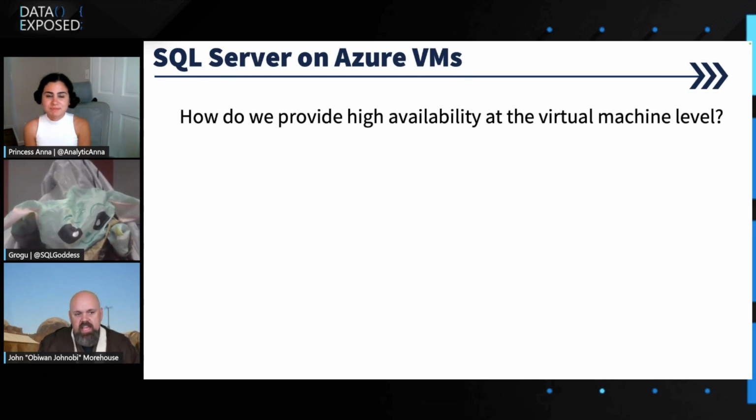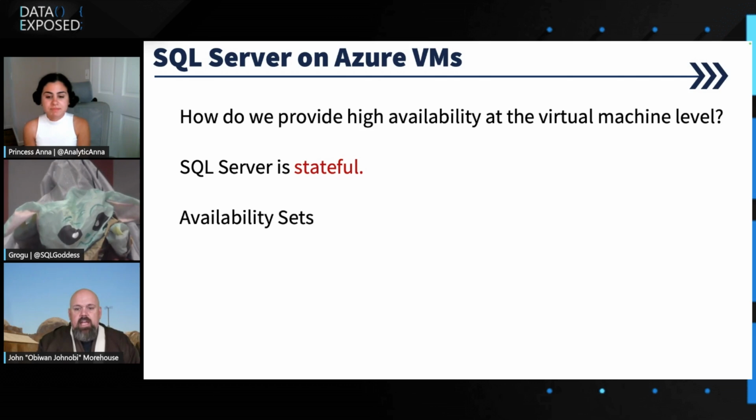One of the big things is that SQL Server is stateful by nature, meaning it's not like a web server. So doing high availability is a little bit more tricky, and we have a little bit fewer options than doing something like high availability with a web server. Namely, we have what are called availability sets and availability zones. These are two different things, and they do different things for high availability.